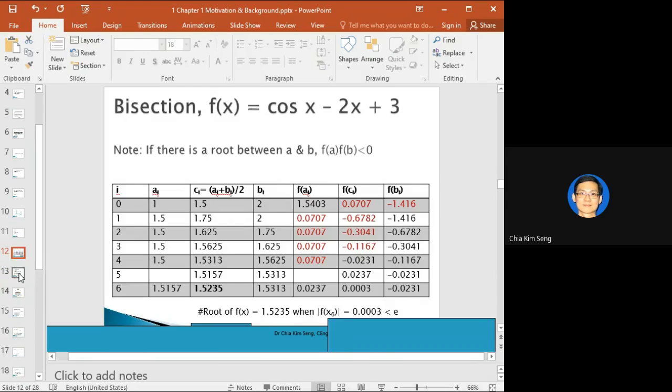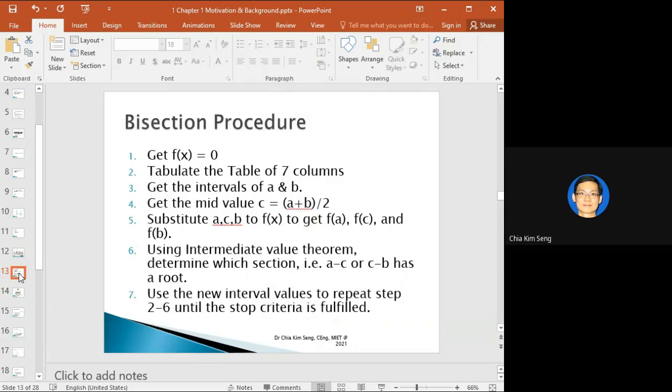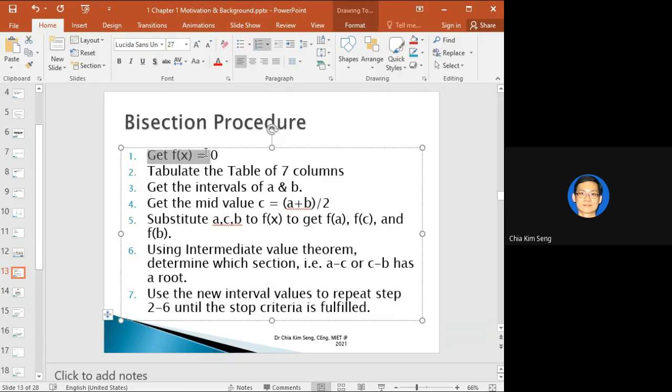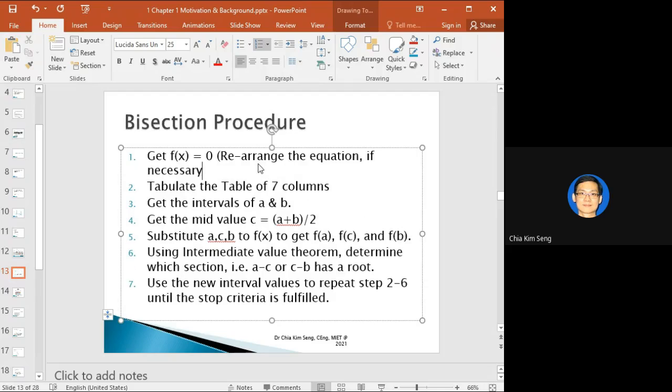So yeah, bisection. So this is the process. Get f(s) equal to 0. So this is about rearranging the equation. You repeat. You can have your own procedure. Rearrange the equation if necessary. Okay, sometimes you don't need to, just like just now, the equation didn't need it because we already had f(s) equal to 0. If you do your tutorial, some equations you need to rearrange.